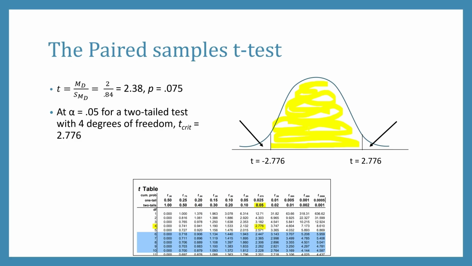Part of that might be because we only had 4 people. If we had more people and this pattern continued, we'd probably creep down lower. But in this case, we would retain our null hypothesis. So basically, our critical value is higher than our obtained value, or I guess I should say in this case, the critical value is more extreme than our obtained value. We would retain the null hypothesis.